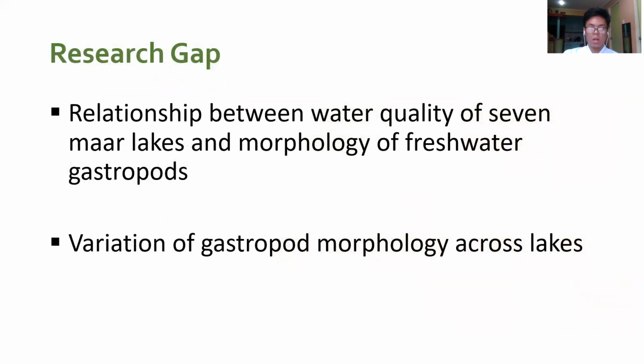So after reading a lot of studies about Melanoides tuberculata and the 7 lakes of San Pablo, I've established a research gap wherein there is still no study that tackled the relationship between the water quality of the 7 lakes and the morphology of the freshwater gastropods, including the variation of gastropod morphology across the lakes.